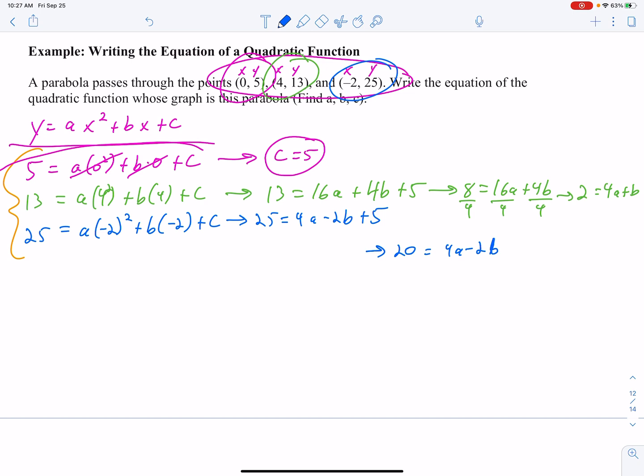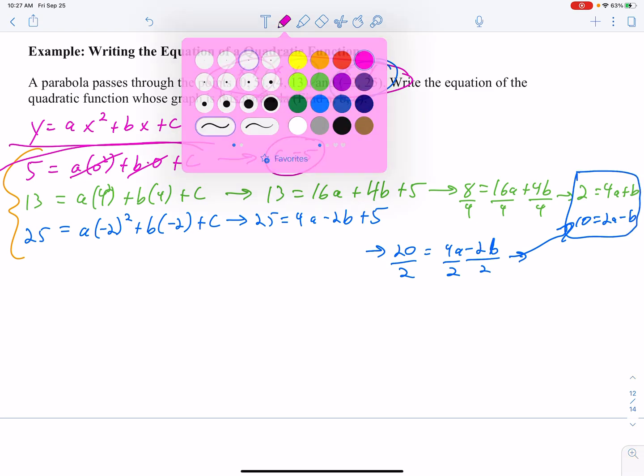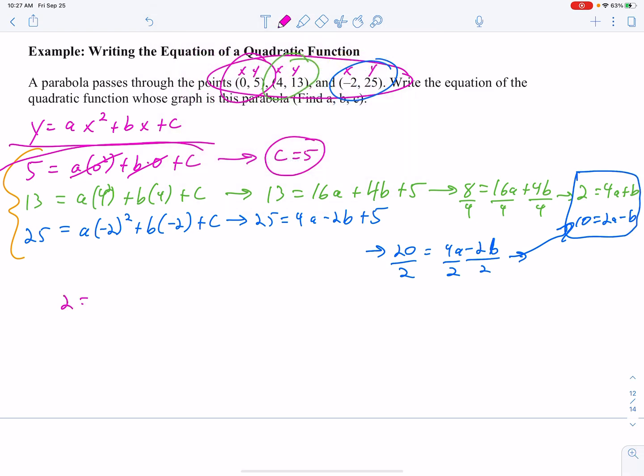We notice we can divide everything by 2, can't we? So we get, let's see, so I'm going to put that over here. We're going to get 10 equals 2a minus b. Okay, so now look, I'm going to use these two equations. I'm going to rewrite them down here. So we've got 2 equals 4a plus b. And the blue equation, 10 equals 2a minus b.